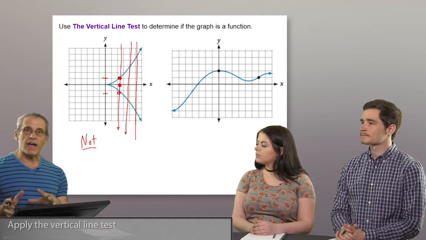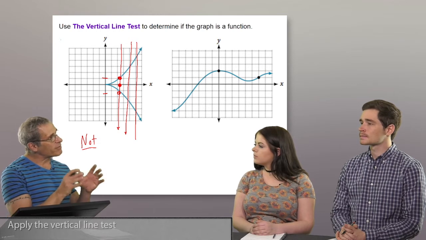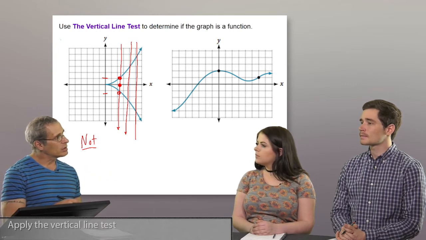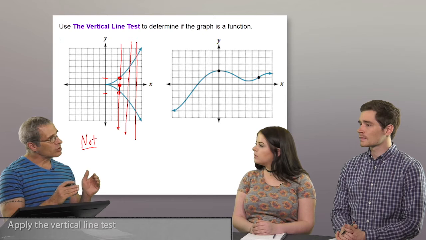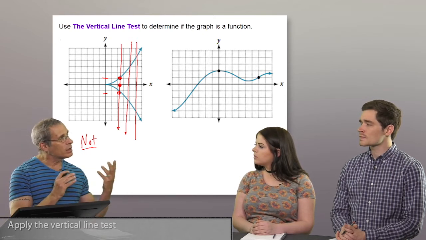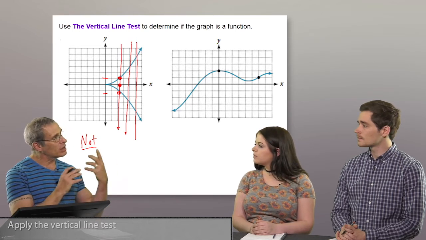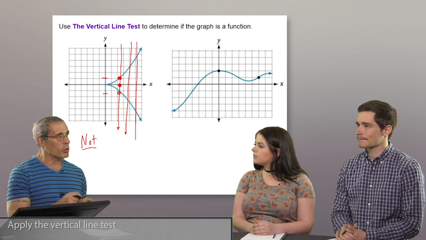Take a look at the second graph. Would this graph represent the graph of a function? I think it would. Because any vertical line that you could conceivably draw would intersect the graph in just one location. So each input would be assigned one output, and no more.